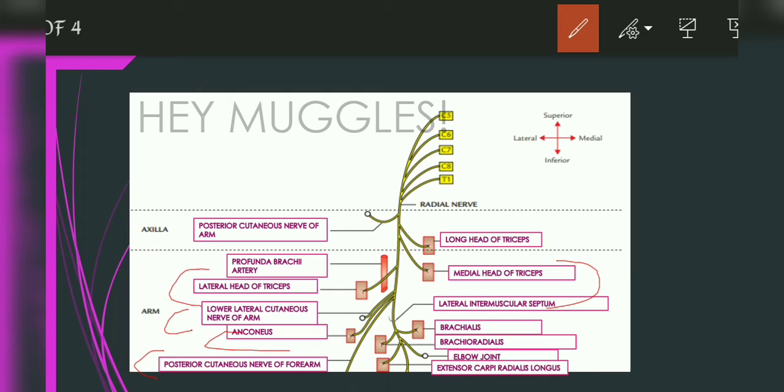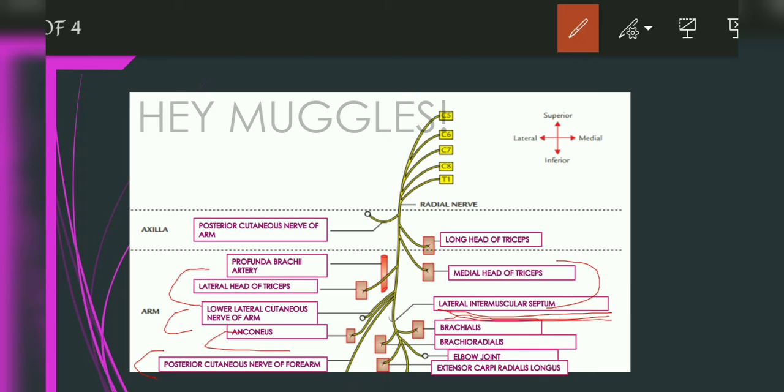It enters your arm at the lower border of your teres major muscle. Then it passes between your long head of triceps and medial head of triceps muscle. It is present medial to your profunda brachii artery, and then it enters the region of your spiral groove. In the region of the spiral groove, it gives 3 muscular branches and 2 cutaneous branches, and after that it passes through the lateral intermuscular septum, right? And then it enters the anterior compartment of your arm.